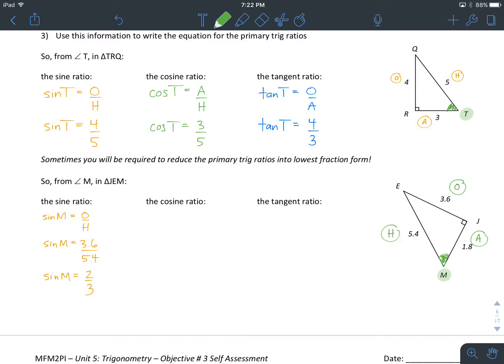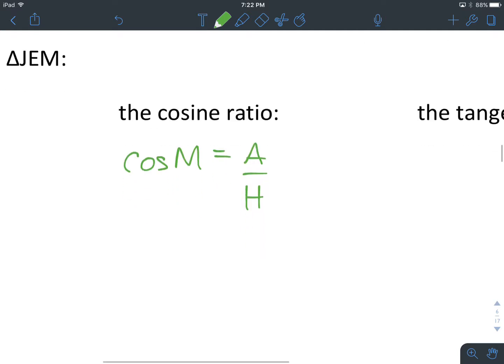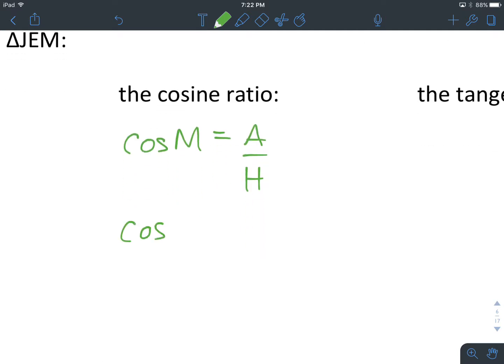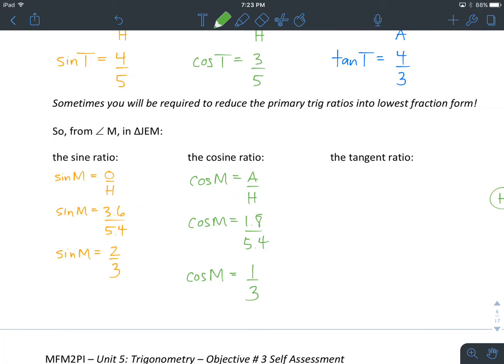When you're all done, come on back and we'll see how you did on the cosine and the tangent ratio. Okay, you're back. Let's get a look at the cosine. So the cosine of angle M is equal to the adjacent side over the hypotenuse. The cosine of angle M is equal to 1.8 over 5.4, which is also a fraction, but not in lowest terms. So when we reduce it, the cosine of angle M is going to be 1 over 3, which is a fraction now in lowest terms.